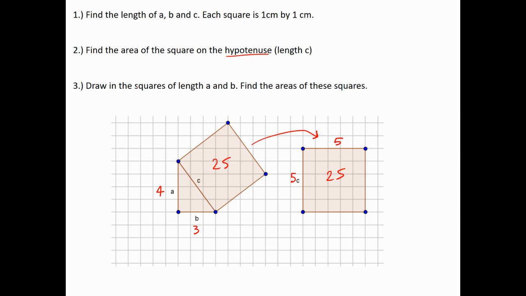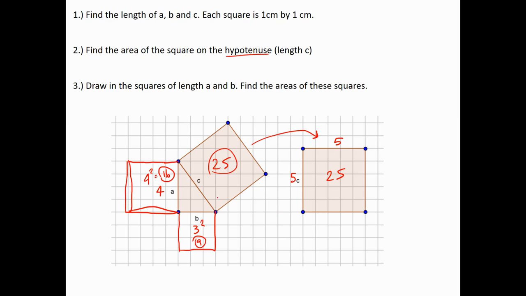Okay, and then it says draw in the squares of length A and B. So drawing this square, 1, 2, 3, 4 by 4. These should be straight lines. So this square would have an area of 4 squared, which is 16. So I'll circle these. And then if we draw in this square, a 3 by 3 would have an area of 9.